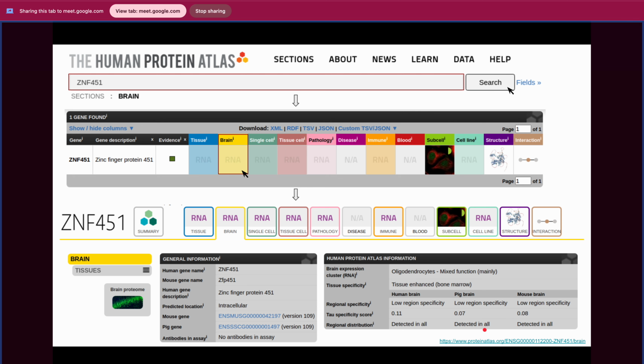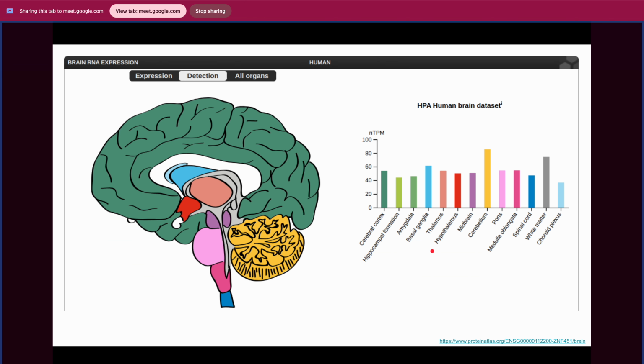In this case, we can explore whether the gene of our interest is expressed in any single region of the brain or whether it is expressed in all the regions. We can find that information in the brain section by simply clicking on the brain section, and then this information will open up. And we can also find its structure interaction, in the structure interaction sections.